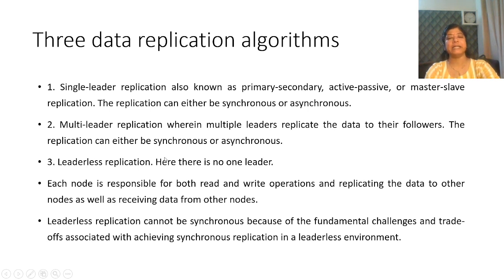Firstly, single leader replication. It is also termed primary-secondary, active-passive, or master-slave replication. Here the replication can either be synchronous or asynchronous, as we have just discussed. When you are considering multi-leader replication, many leaders will replicate the data to their followers. The replication again will be either synchronous or asynchronous.